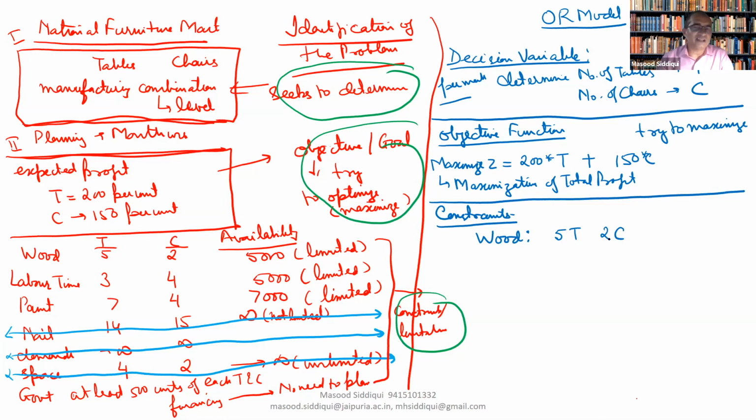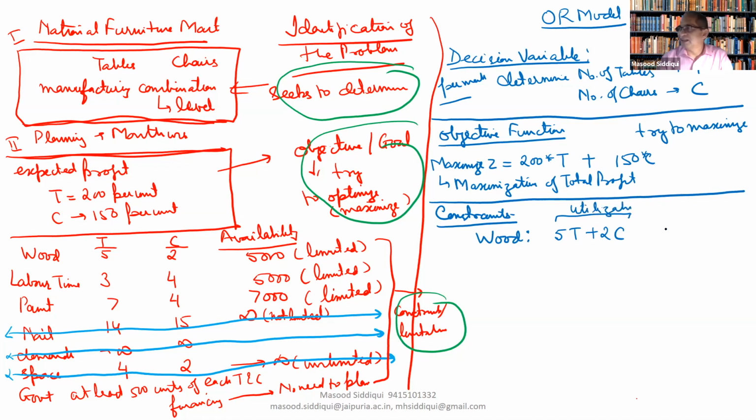Again, we have made an inherent assumption that whatever the number of chairs is, the utilization of wood always remains constant at 2. And we are interested in the total utilization. So this would be 5T plus 2C. So this is the utilization of the wood.